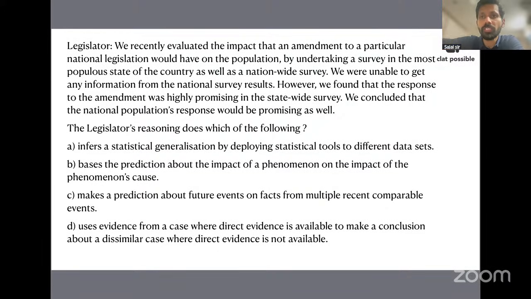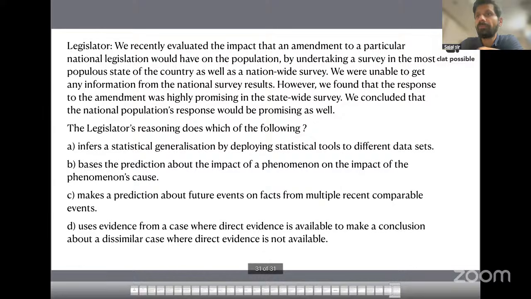Okay, so we're doing this together now. We recently evaluated the impact that an amendment to a particular national legislation would have on the population by taking a survey in the most populous state of the country as well as a nationwide survey. So there were two surveys, right? One was the nationwide one. The other one was a survey in the most populous state of the country. So this was one and two.